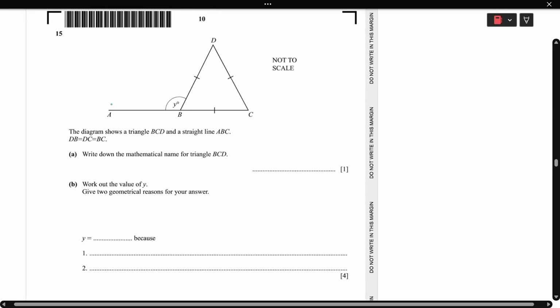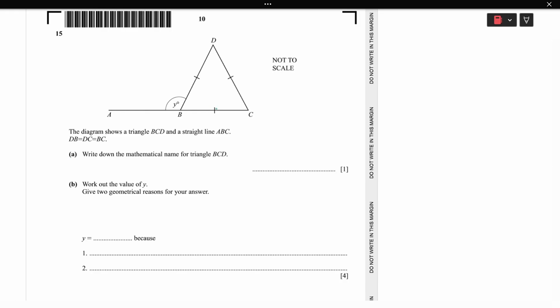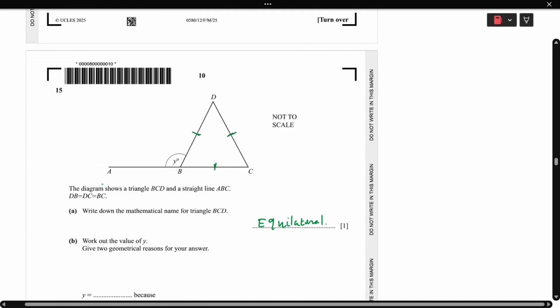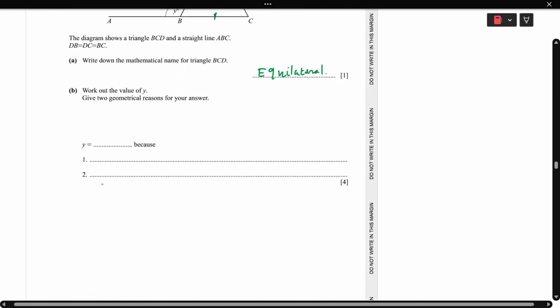The diagram is given, so here DB is given equal to. Okay, so write down the mathematical name of the triangle BCD. So if all sides are equal, so we'll say equilateral triangle. Equilateral triangle. Okay, so the previous question answer is 5. Okay, it's correct. Okay, next question, work out the value of y.